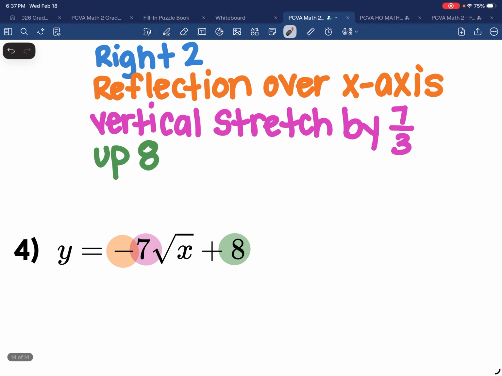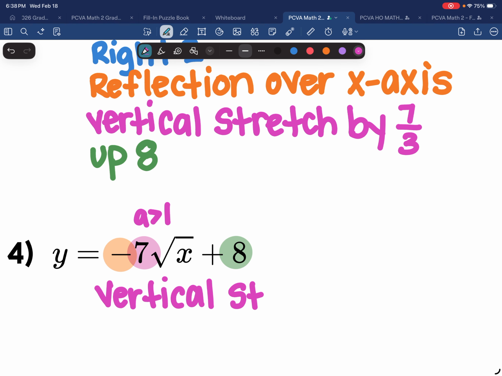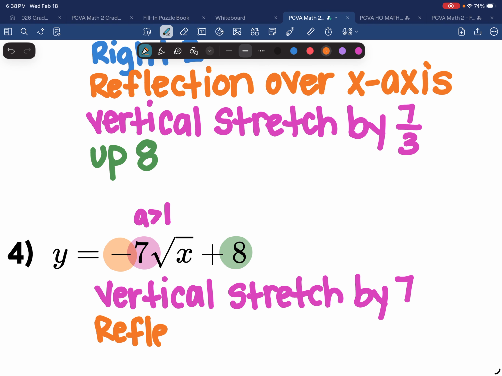Now, if you notice in here, we don't have a plus or minus this time. So we're not going to actually be shifting left or right. So we're going to go straight to the front, and once again, we have a negative and we have an A value that is negative. And that A value, we're going to say is greater than 1 because we're separating them. So that's going to be a vertical stretch by 7. All right, and that vertical stretch is then going to be applied with the negative, and that negative is going to cause it to be a reflection over the x-axis.